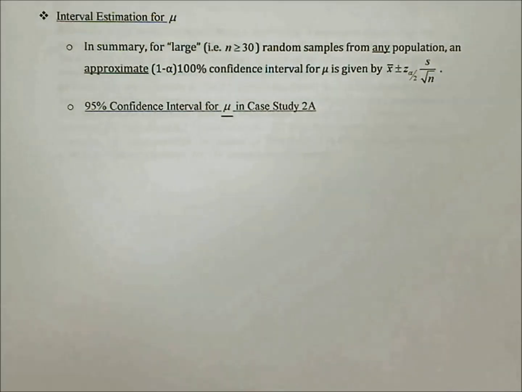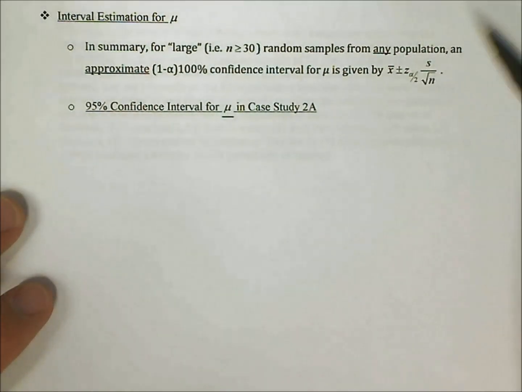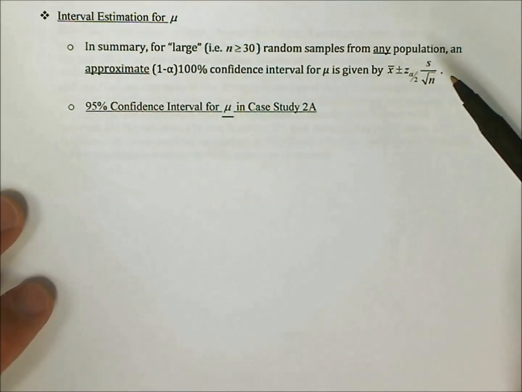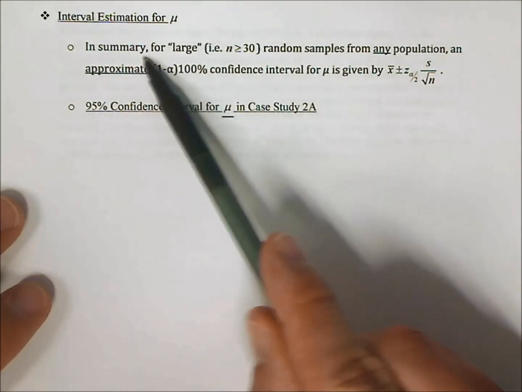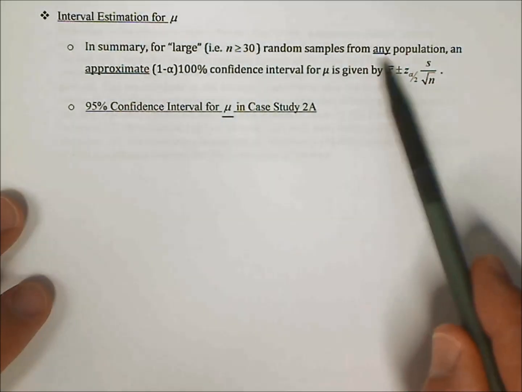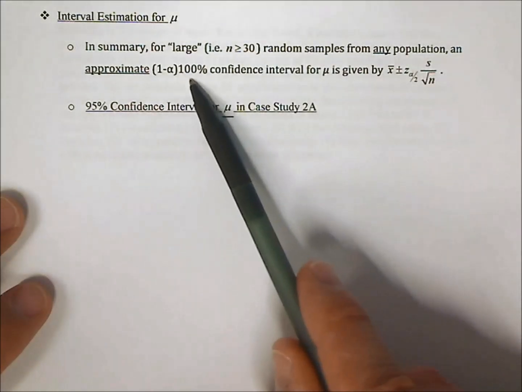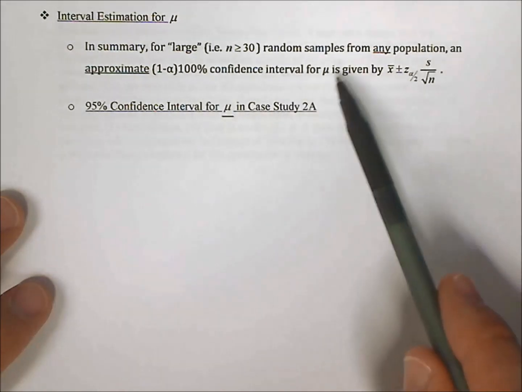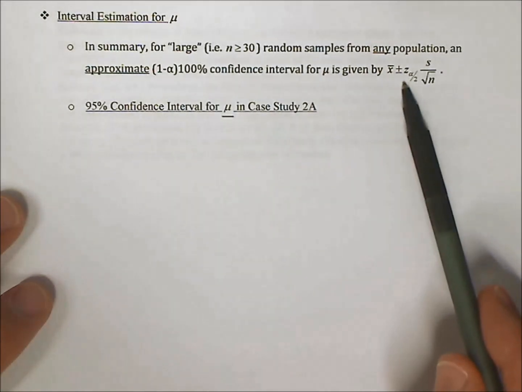But let's give a more sure estimate. Let's give a confidence interval for the population mean mu, where we can give a range of values and a confidence level for our particular range of values. Now, in terms of giving the formula, we're not going to develop it, but I'll just present it here. In summary, for large, random samples, n is bigger than or equal to 30, from any population, an approximate 1 minus alpha 100% confidence interval for mu is given by this expression here.